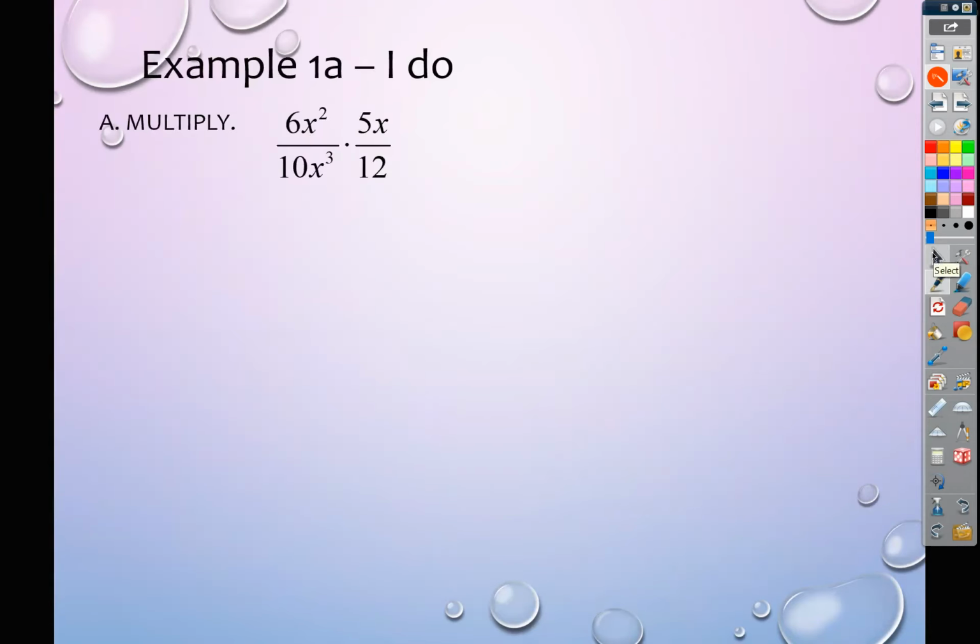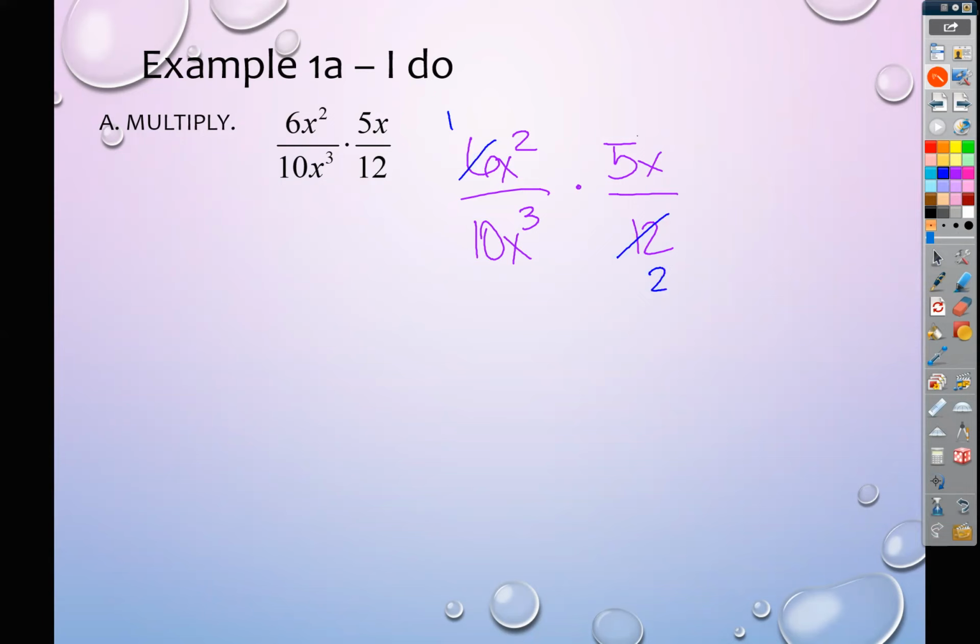All right, so what you're gonna wanna do, you can multiply everything first and then simplify, or you can simplify and then multiply. I actually prefer to simplify first because you end up dealing with smaller numbers. So if I have 6x squared over 10x cubed times 5x over 12, I can simplify some of this, okay? So the 6 can go into the 6 one time and 12 two times. The 5 can go into the 5 one time and into the 10 two times.